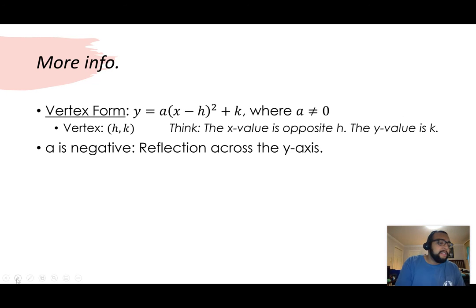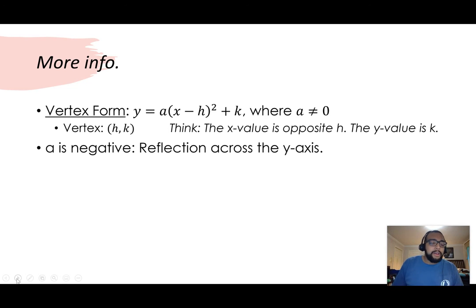And the biggest thing when we discuss vertex form was, in that form, y equals a(x minus h) squared plus k, our vertex is that h comma k. So that x value in the parentheses is the opposite of h. The y value is just k.